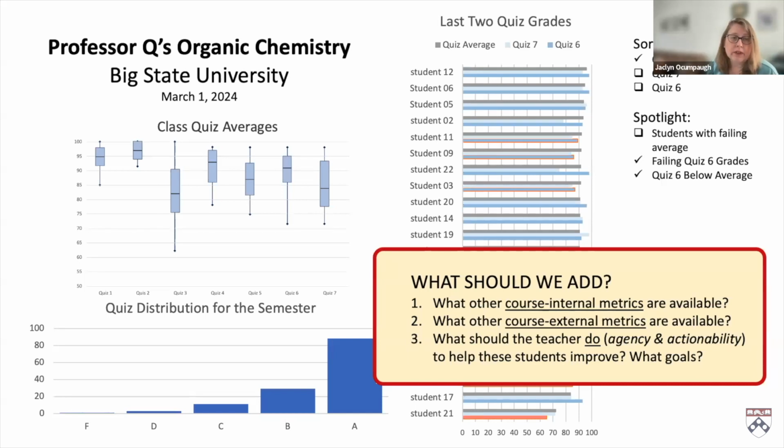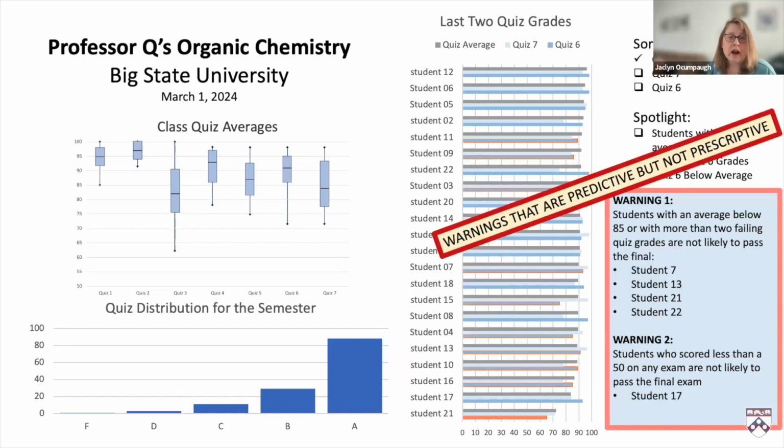Now, so far, the data here is not processed data, and that's going to make a lot of things really uninterpretable in terms of what the student needs to do differently. But we could still do some predictive warnings, right? So we might say something like students with an average below 85 or with more than 2 failing quiz grades are not likely to pass the final. These are those 4 students, right?